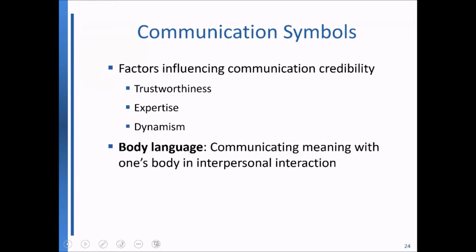Okay, so under non-verbal communication, we have what we call body language. So we have non-verbal communication. We do not use spoken words, but we use symbols. We use body language. Body language means communicating meaning with one's body in interpersonal interaction. Okay, so that is another symbol of communication.